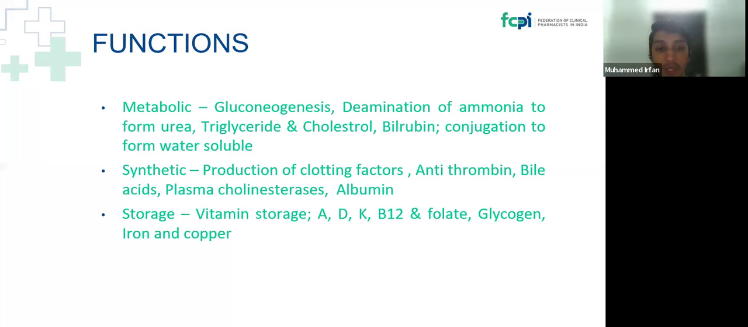The functions are metabolic, synthetic, and storage. In the metabolic functions, mainly gluconeogenesis, deamination of ammonia to form urea, triglyceride and cholesterol metabolism, and bilirubin conjugation to form a water soluble form. In the synthetic functions, there is production of clotting factors, antithrombin, bile acids, plasma cholinesterases, and albumin. And the storage of some vitamins: vitamin A, D, K, vitamin B12, that is cyanocobalamin, then folate, glycogen, iron, and copper, that is Cu.